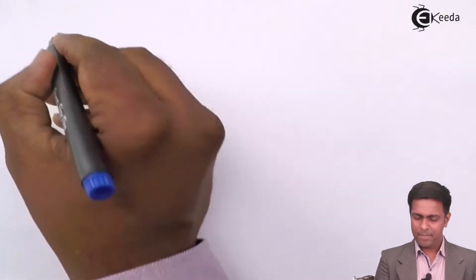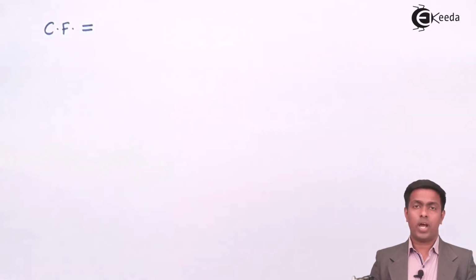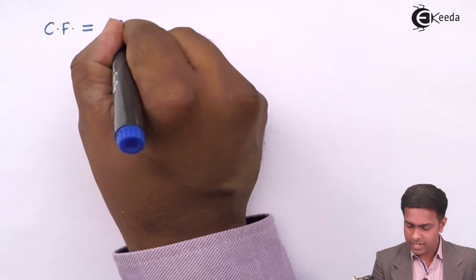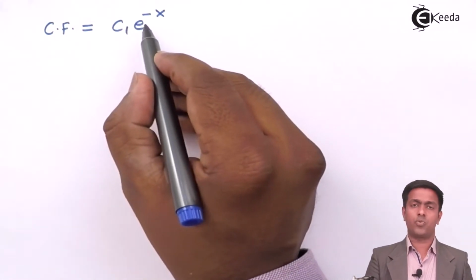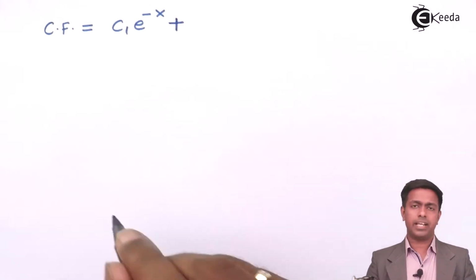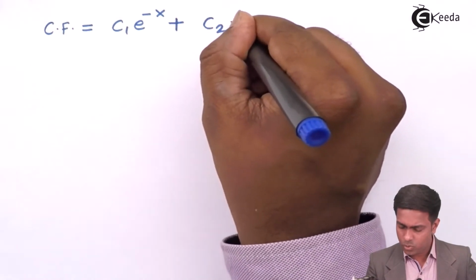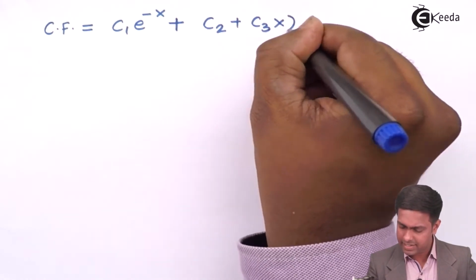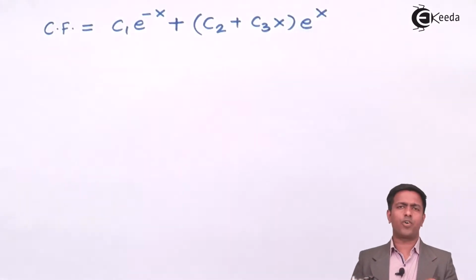So the complementary function, which is yc, is c1 e to the power negative x, because minus 1 is a real root and which is non-repeated. Then we have the next root as 1 which is repeated twice, so we'll get (c2 plus c3 x) into e to the power x. So this is the value of the complementary function.